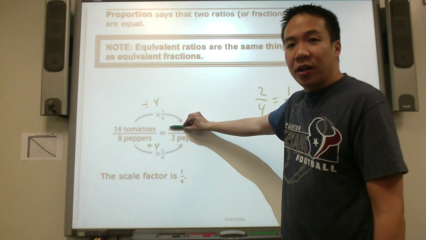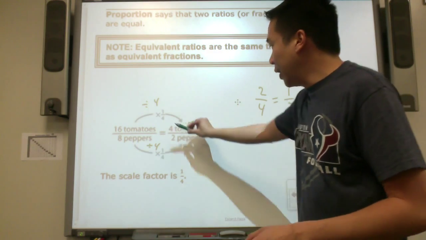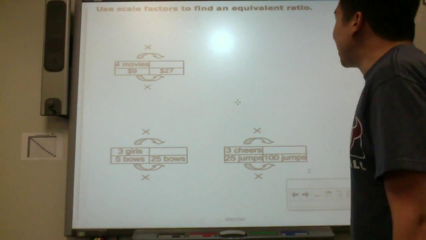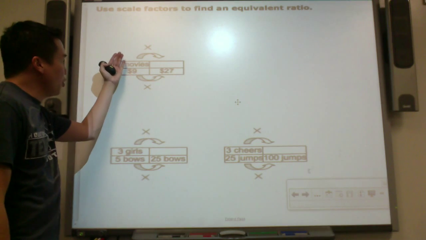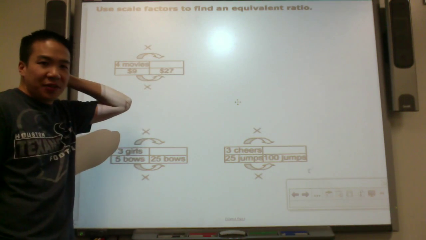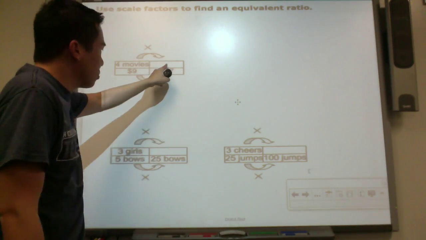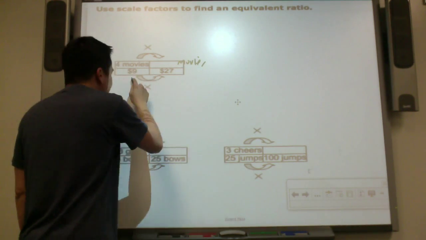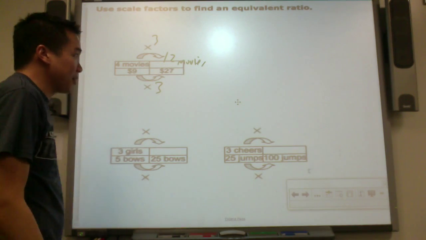Sometimes we're missing one of the units. So can you find that missing number or quantity? Use scale factor to find an equivalent ratio. For example, here it is. 4 movies for $9 is equivalent to something movies for $27. I want to make a proportion. I want to make them equivalent. So what number should go right here for movies so that they are equivalent? Let's see, it seems like it's building up by 3, so 12 movies for $27.